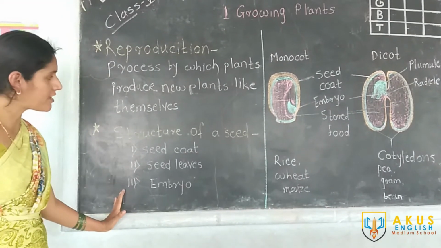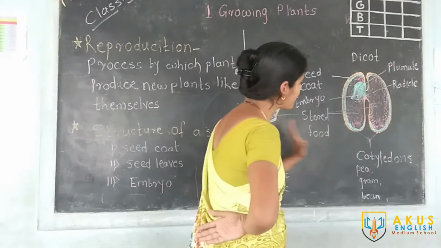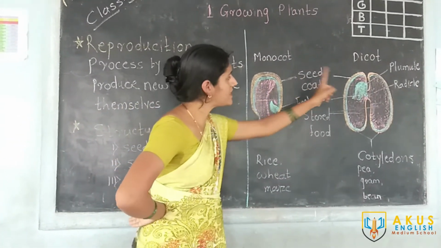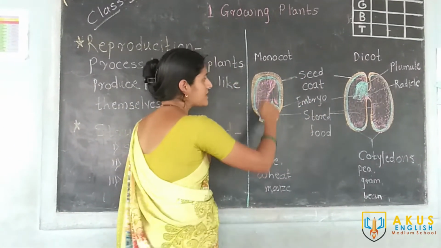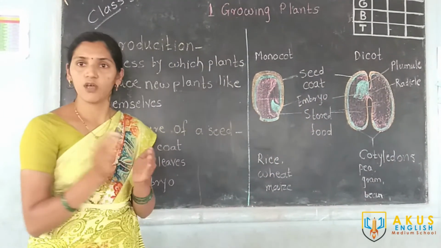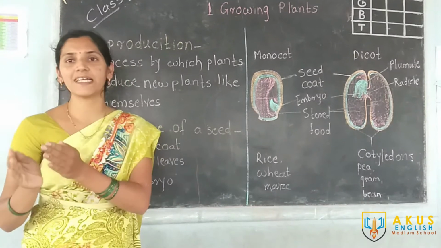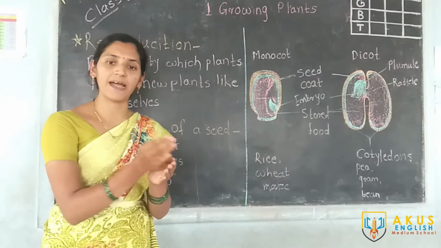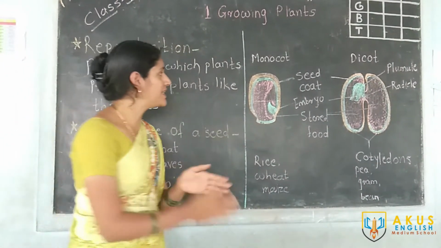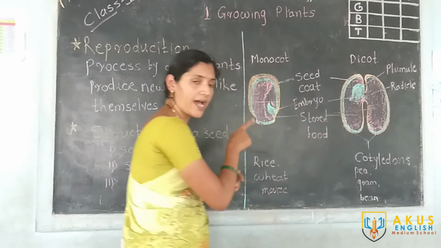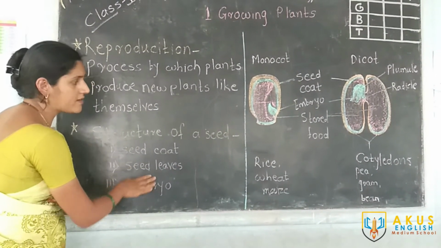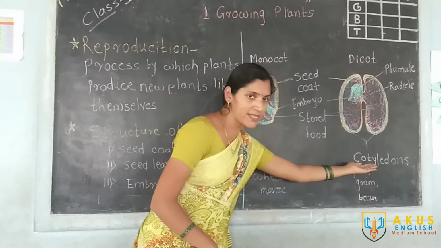Here I have shown the structure of a seed. First one is the seed pod. You can see in this figure, the seed pod is the outer hard covering for the protection of the new seedling. When the seed germinates into a new plant, that is the formation of a seedling. For the protection of that new seedling, the seed pod is there. So, this is a hard covering only. Inside that seed pod, seed leaves are there. Seed leaves are also known as cotyledons.